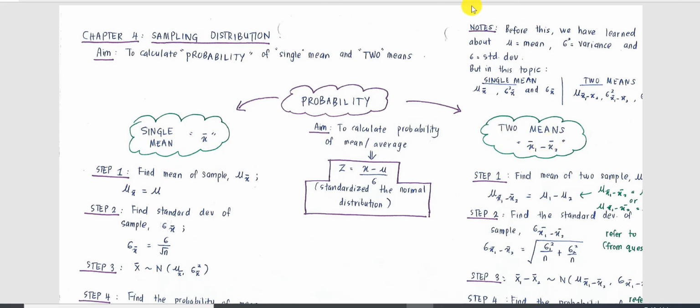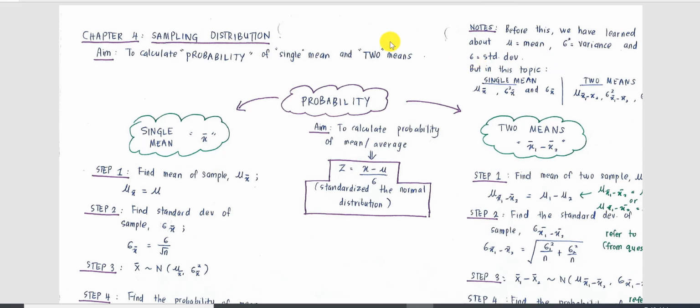Before that I would like to revise what you already learned. You have the mu, which is equal to the mean, and you know the notation of the variance, the sigma squared, and also the standard deviation, the sigma. From chapter 1 to chapter 3 you already learned this notation.